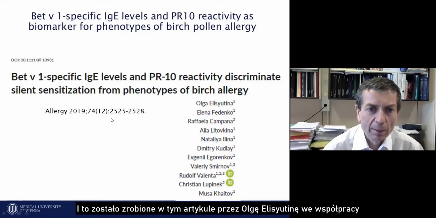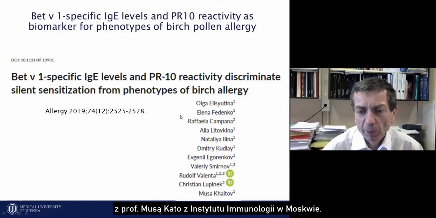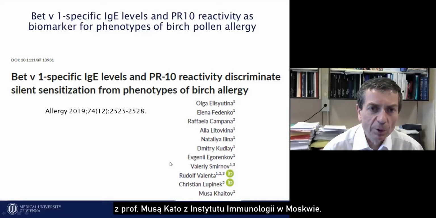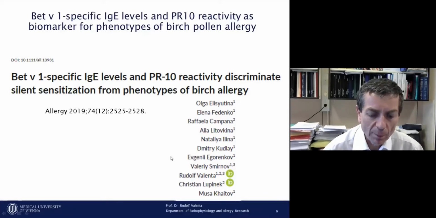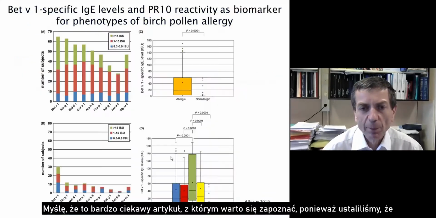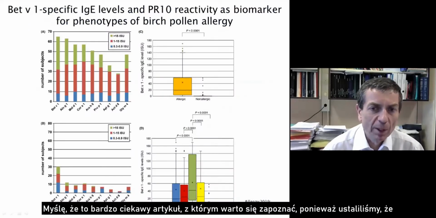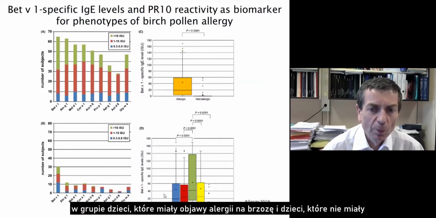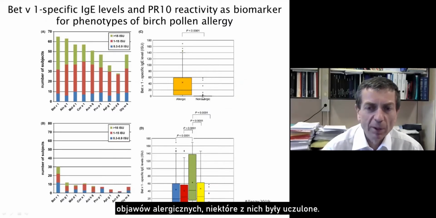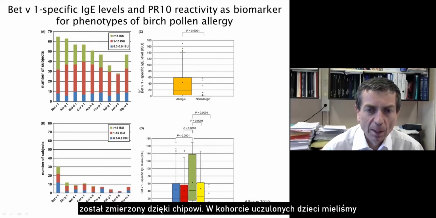And this has been done in this paper by Olga Ilyusyutina in cooperation with Professor Musa Khaitov from the Institute of Immunology in Moscow. I think this is a very interesting paper to read because we have been determining, in a group of children that had allergic symptoms to birch and children that had no allergic symptoms, but some of them already were sensitized, their IgE levels against Bet v 1 by chip measurement.